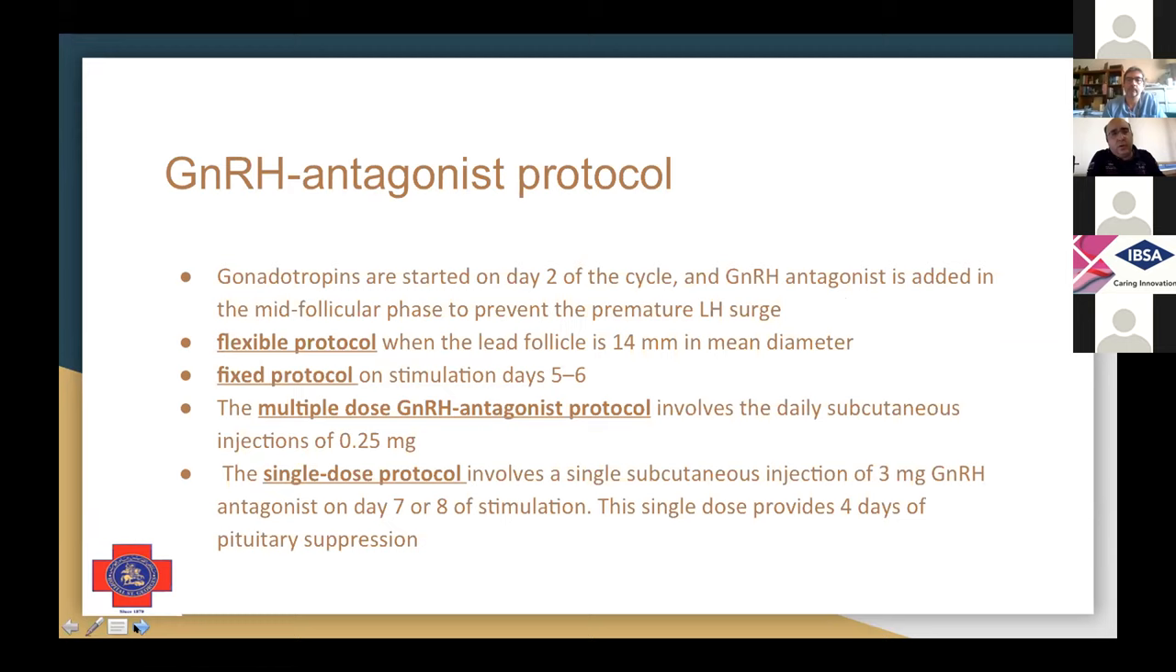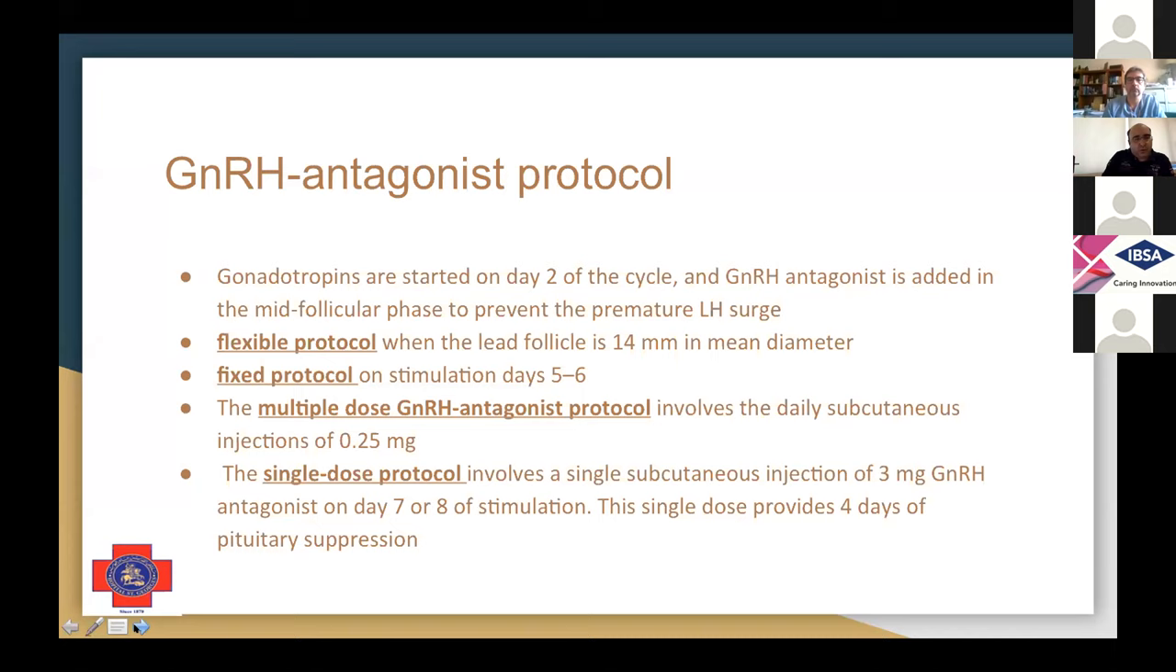We have two protocols. We have the flexible one. We should take in consideration the diameter of the follicle, and we introduce the antagonist when we have a 14 millimeter mean diameter of the follicle. On the other hand, we can have the fixed protocol. I use the fixed protocol because it's easier.